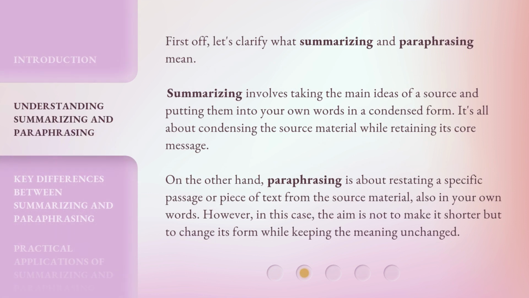First off, let's clarify what summarizing and paraphrasing mean. Summarizing involves taking the main ideas of a source and putting them into your own words in a condensed form. It's all about condensing the source material while retaining its core message. On the other hand, paraphrasing is about restating a specific passage or piece of text from the source material, also in your own words. However, in this case, the aim is not to make it shorter but to change its form while keeping the meaning unchanged.